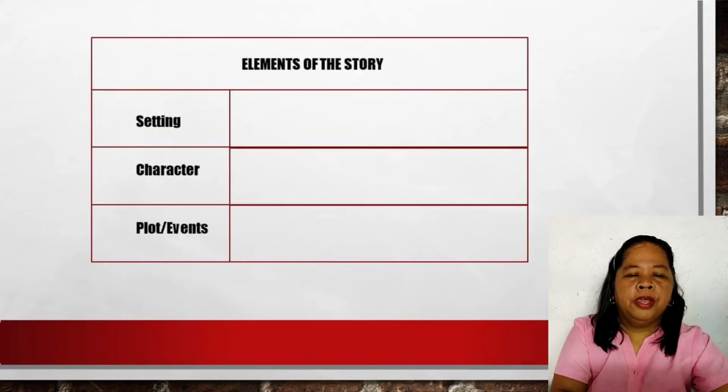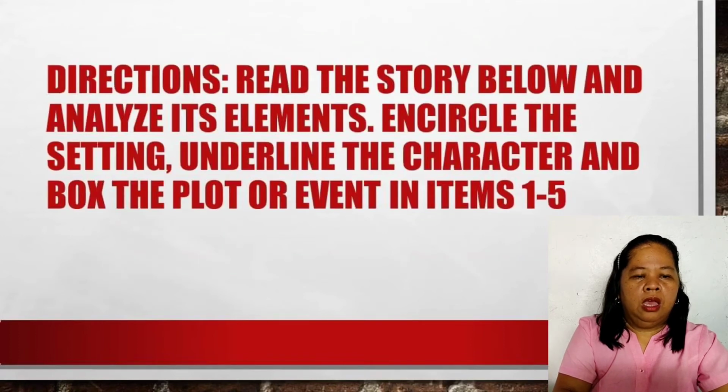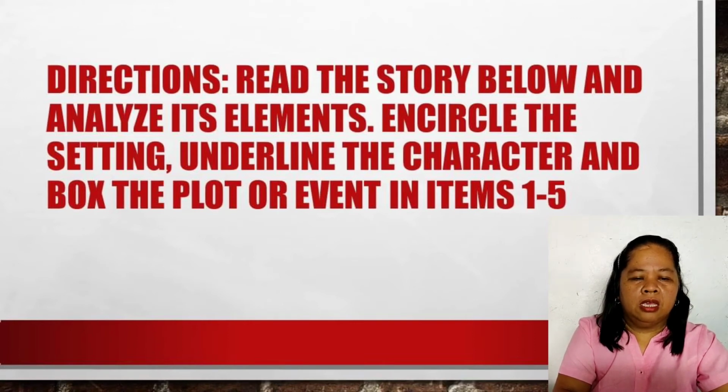Okay, I have here the elements of the story. They are the setting, character, plot, and events. Now listen to this direction. Read the story below and analyze its elements. Encircle the setting, underline the character, and box the plot or event in items 1 to 5.